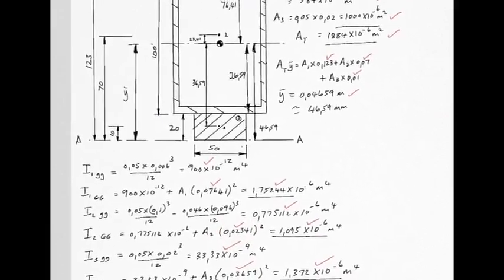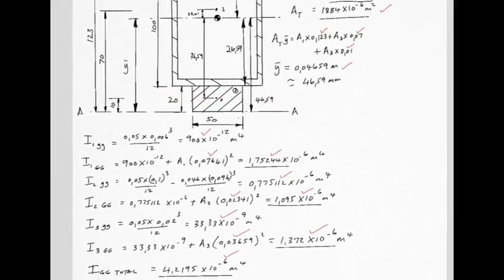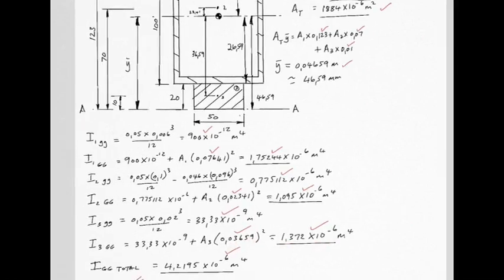And the last one, number 3, in exactly the same way: I3 about its own centroid, BD cubed over 12, there it is, plus area times distance squared. That distance being the distance from 3's own centroid to the new desired axis. Again, 36.59 millimeters on your sketch. Make sure you agree with that distance. And there's the answer.